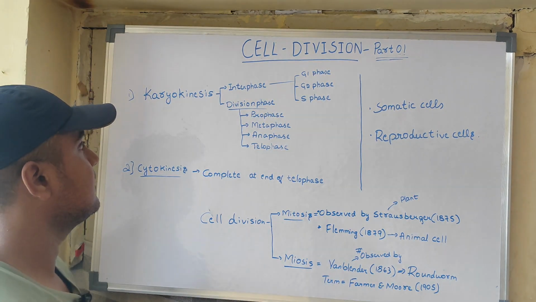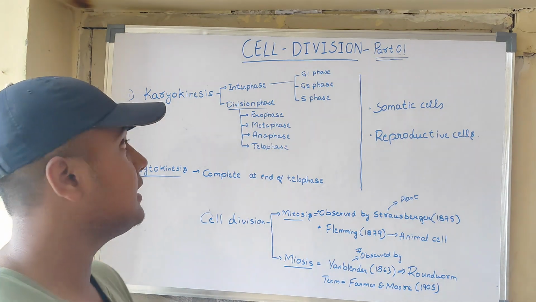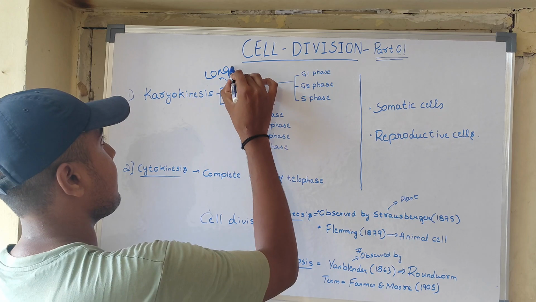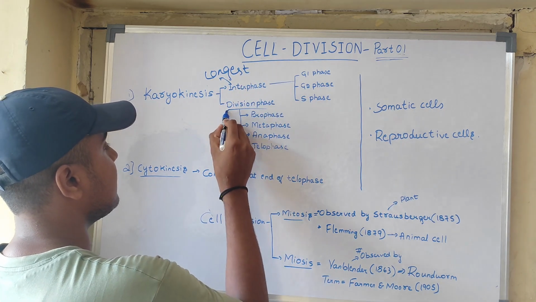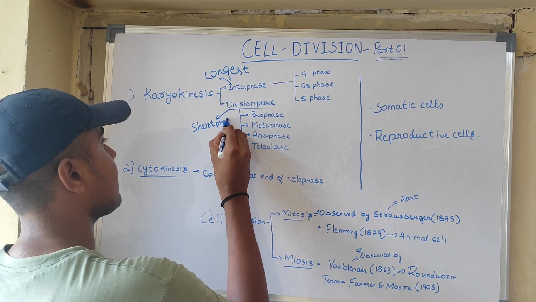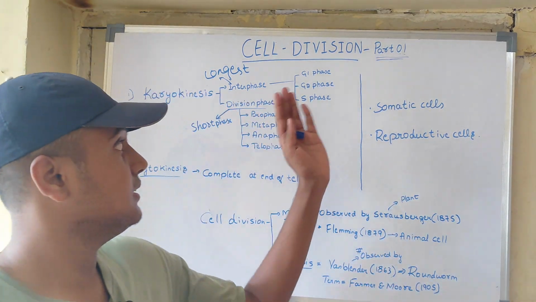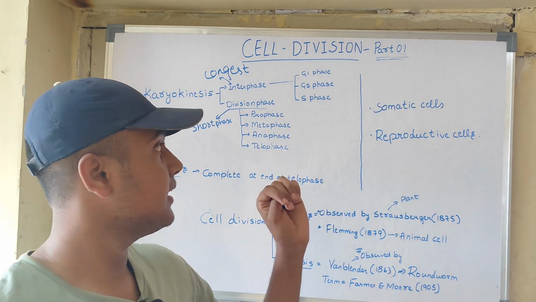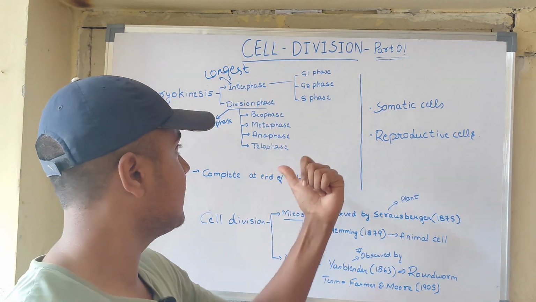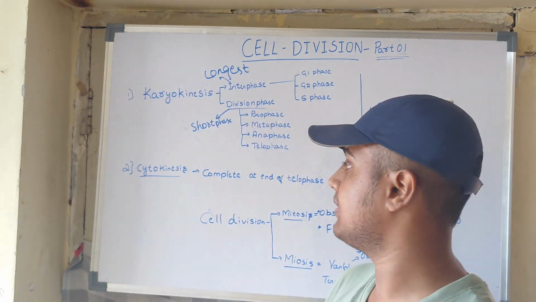In karyokinesis there are two phases. The first one is interphase and the second is the division phase. Interphase is the longest phase and the division phase is the shortest phase. Again, interphase is divided into G1 phase, S phase, and G2 phase, and the division phase is divided into prophase, metaphase, anaphase, telophase. The division phase is nothing but mitosis or meiosis.